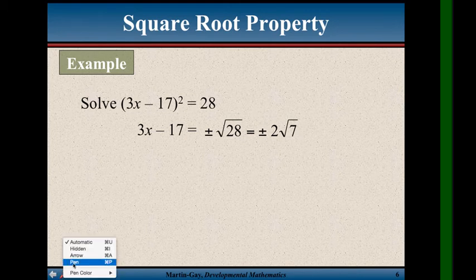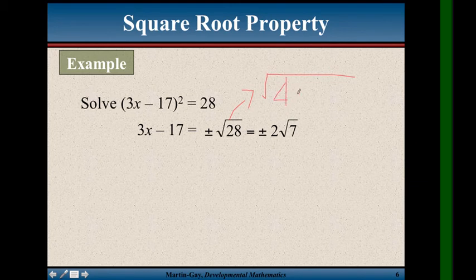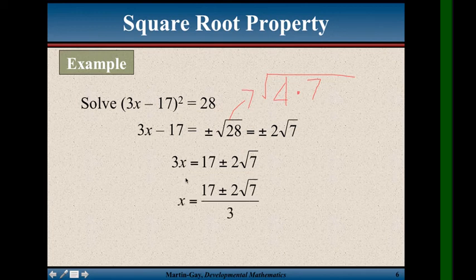If you still remember your square rooting in your grade 7 math, that is square root of 4 times 7, because 4 times 7 is 28. What is the square root of 4? That's 2. The square root of 7 cannot be simplified, so that remains square root of 7. So we have 3x equals 17, from negative becomes positive, positive negative 2 square root of 7, divided by 3. So this is our answer for this.